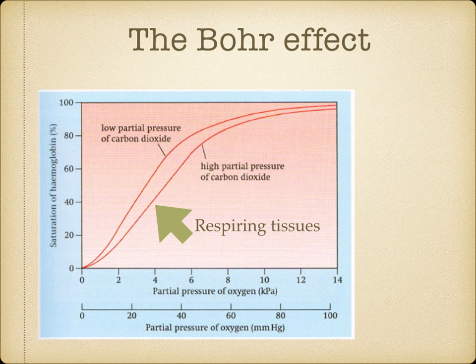What about on the right? Where would you find a high partial pressure of carbon dioxide? In respiring tissues, this shifts the dissociation curve to the right. This means that hemoglobin readily gives up oxygen to the respiring tissues. This is especially important during exercise because the more carbon dioxide that is produced, the more readily oxygen is supplied from the hemoglobin.